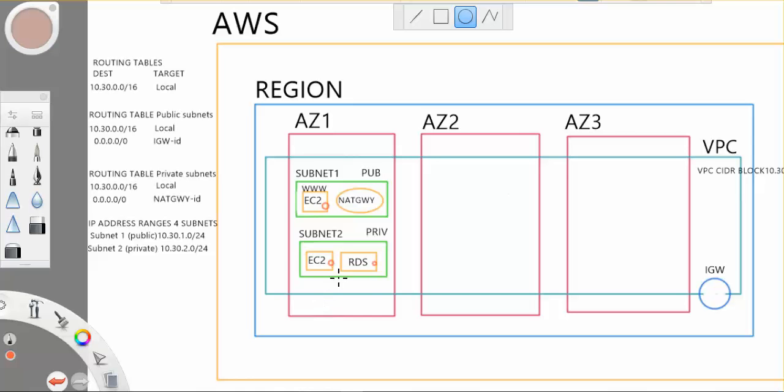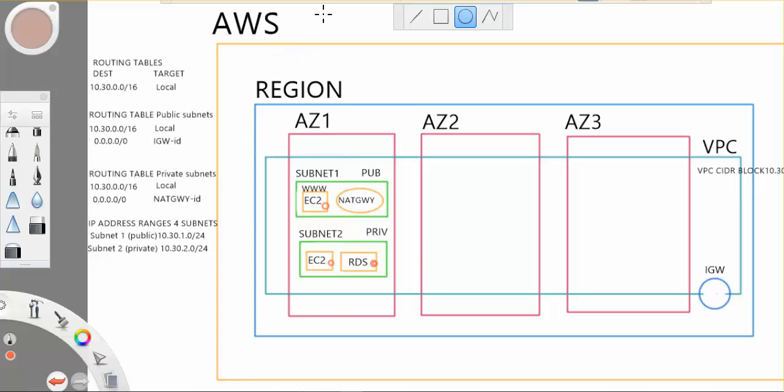Okay, so these circles here, like I said, they represent security groups that are going to be attached to the different either EC2 instances or RDS. This is a database instance. That's what this is called. And then the same way.